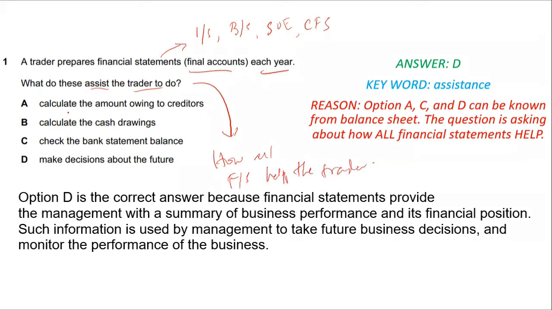So option A, calculate the amount owing to creditors. No, this is a balance sheet item. It can only be told from the balance sheet, so this is not the correct option. Option B, calculate the cash drawings. Again, no, this is coming from the balance sheet only. Check the bank statement balance. This is again a no because it will come from the bank statement. Make decisions about the future. Yeah, this sounds very right. So the correct answer to multiple choice one is option D.